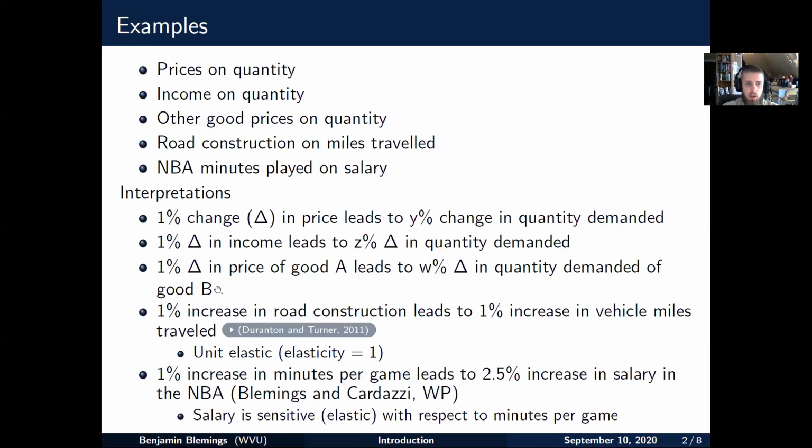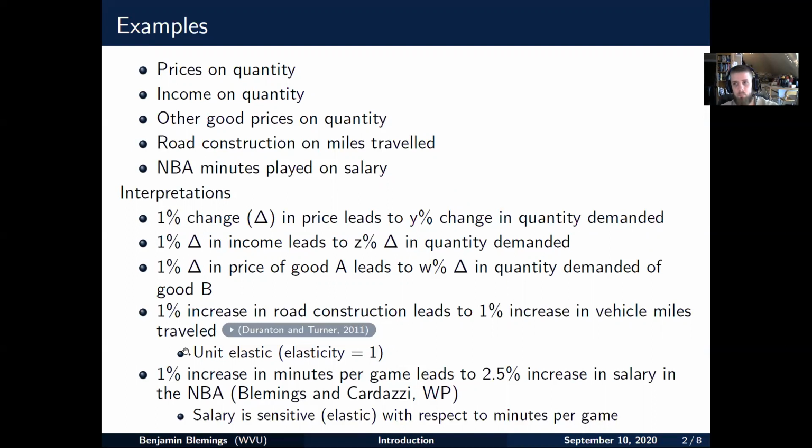So I've got some generic ways to interpret these things for you laid out here. A 1% change, represented by this delta, in price leads to a Y% change in quantity demanded. A 1% change in income leads to a Z% change in quantity demanded. A 1% change in the price of good A leads to a W% change in the quantity demanded of good B. So that's the cross price one.